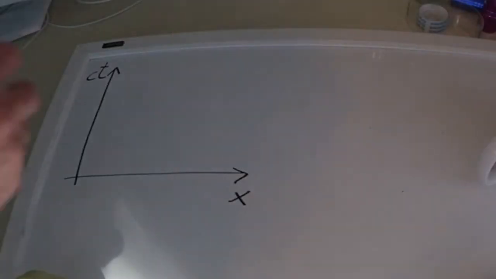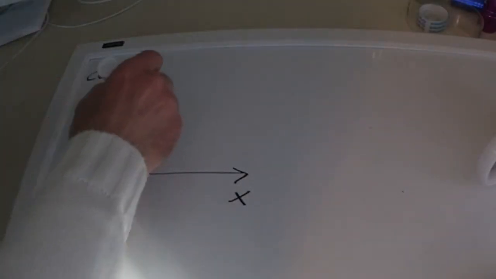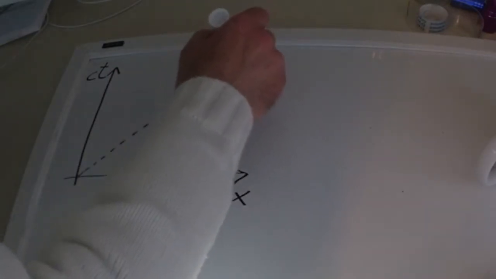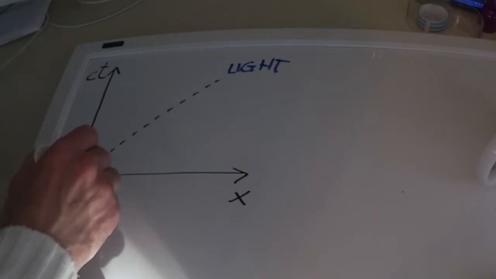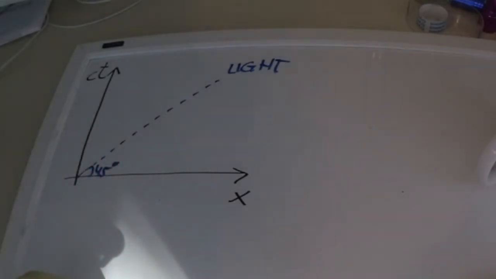We will talk in more detail about this a bit later. Using these units, the trajectory of light will be a straight line making an angle of 45 degrees. It travels 1 meter of distance in 1 meter of time.